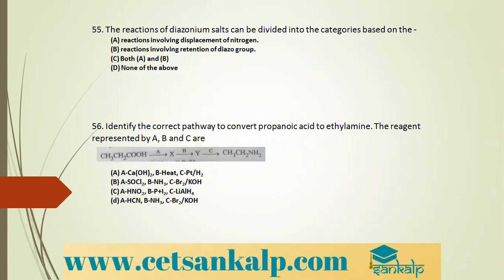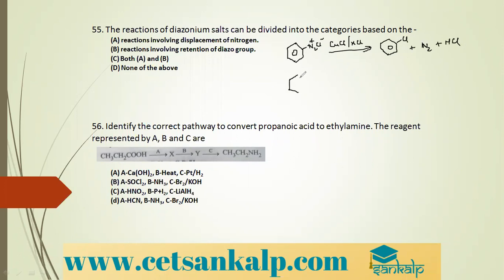The reactions of diazonium salts can be categorized into two categories based on the reactions involving displacement of hydrogen. Yes, hydrogen comes out in some of the reactions and the hydrogen remains in some of the reactions. I will show you an example also. You have studied about Sandmeyer's reaction. What happens in Sandmeyer's reaction? N2 plus Cl minus. When you use CuCl and HCl, you will get chlorobenzene plus N2 plus HCl, correct?